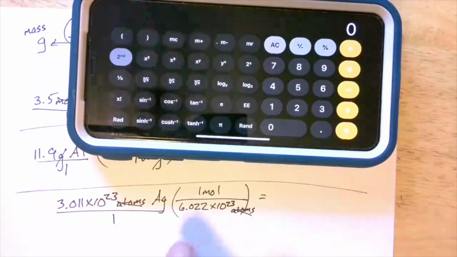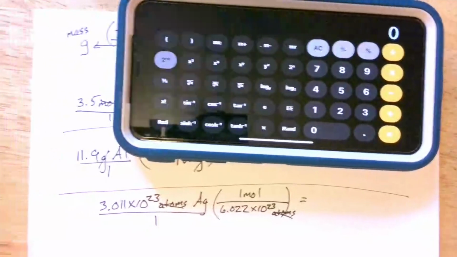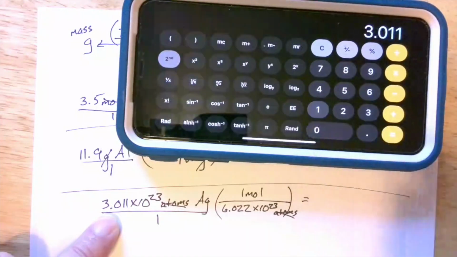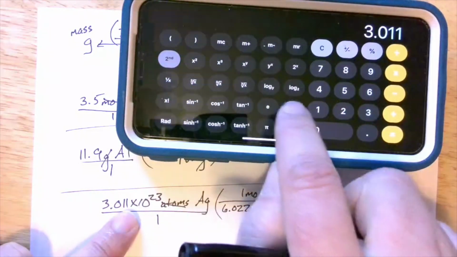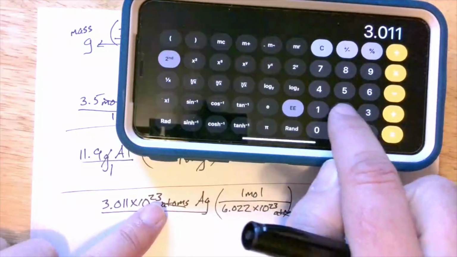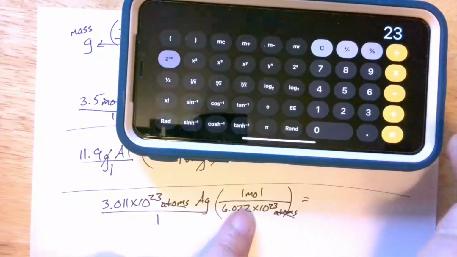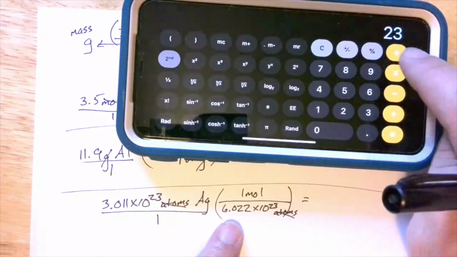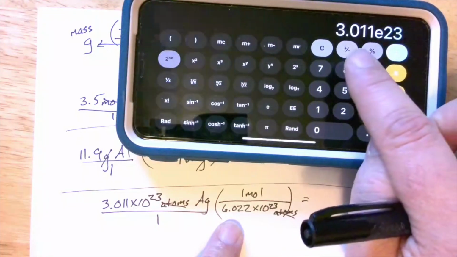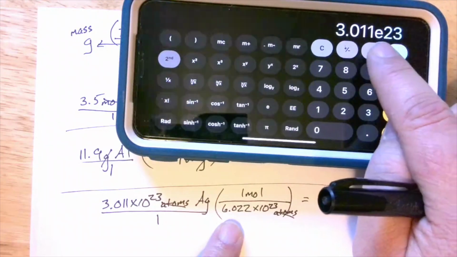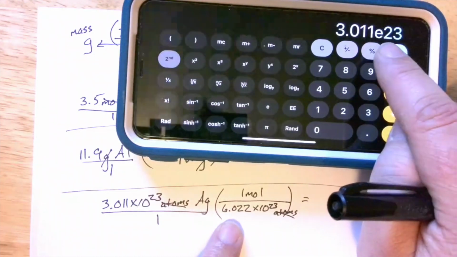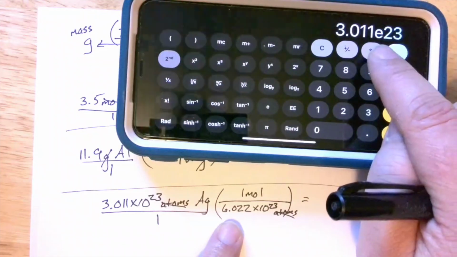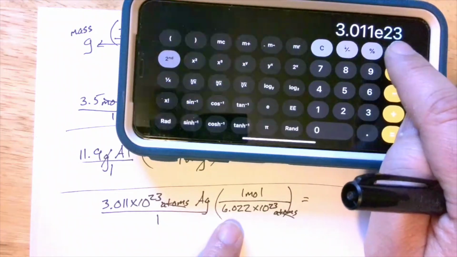So I need to put in 3.011 times 10 to the 23rd. Remember, you don't hit times. Instead, you hit the EE and then 23. And then times 1, which is going to give me the same number, divided by... If you notice up here, 3.011 E23, the E in this case, they use lowercase e. If you have capital E, lowercase e basically means the same thing. E23 means 3.011 times 10 to the 23rd, which is what we want.